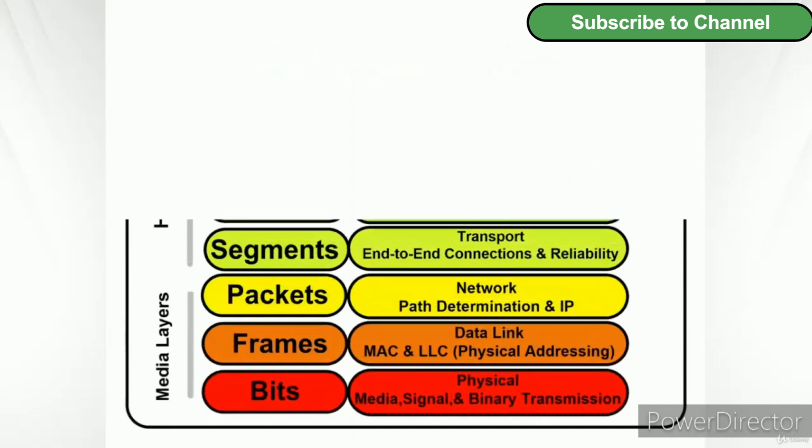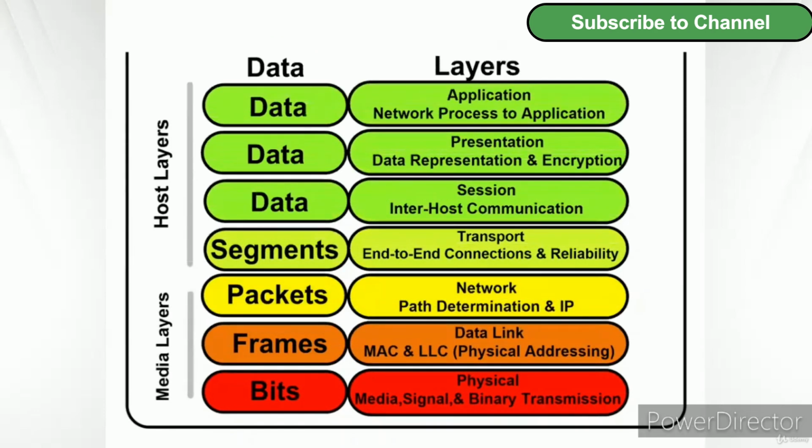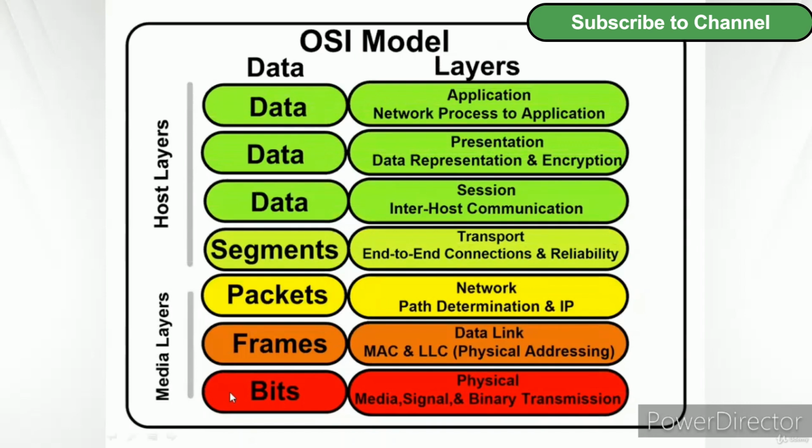Now you can see over here, these are the first three layers, then in between the transport layer, and again the three layers. So these bottom three layers are called the media layers, and the top three are called the host layers.